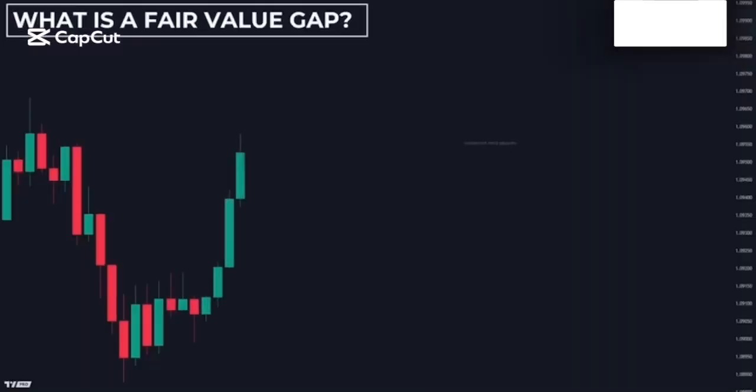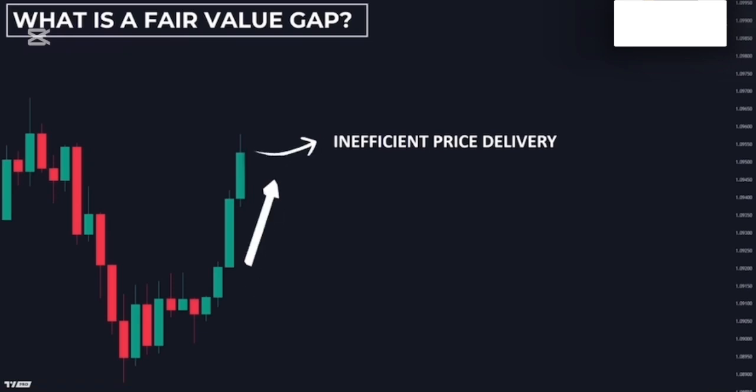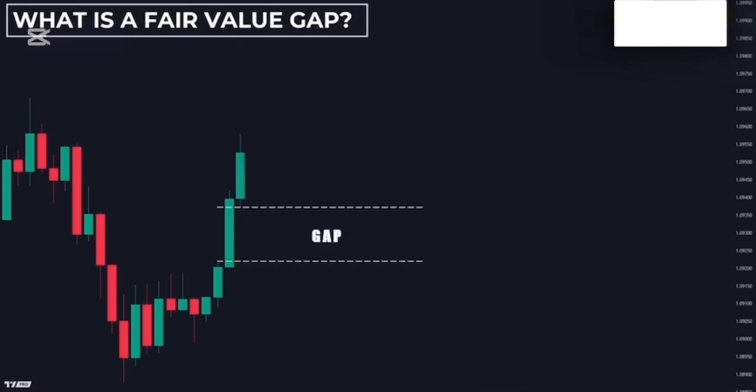First, what is a fair value gap? A fair value gap forms on the chart when there's inefficient price delivery. This usually happens when price moves rapidly in one direction without any significant pullbacks. This kind of move leaves behind liquidity voids and unbalanced price action, often appearing as a gap between candlesticks.